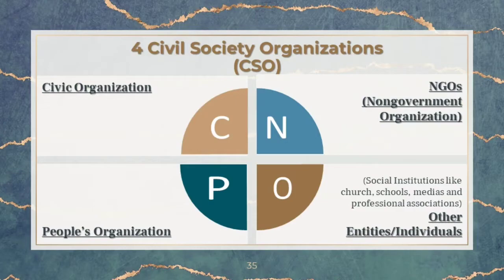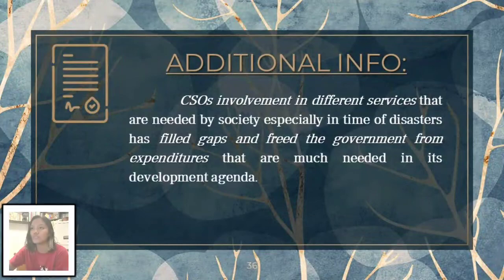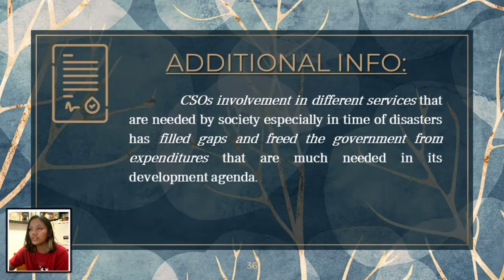It is about social institutions like churches, schools, media, and professional associations. For additional information, CSOs' involvement in different services that are needed by society, especially in time of disaster, has filled the gaps and freed the government from expenditures that are much needed in this development agenda. So it basically means that CSOs are the ones who have helped, especially in dire situations, instead of the government.